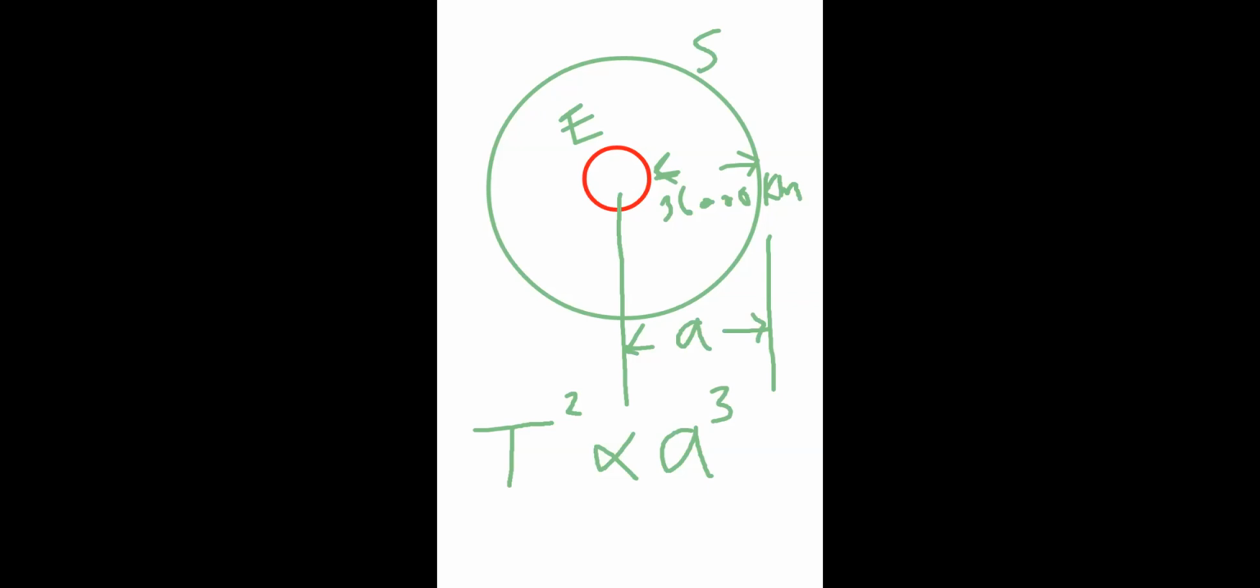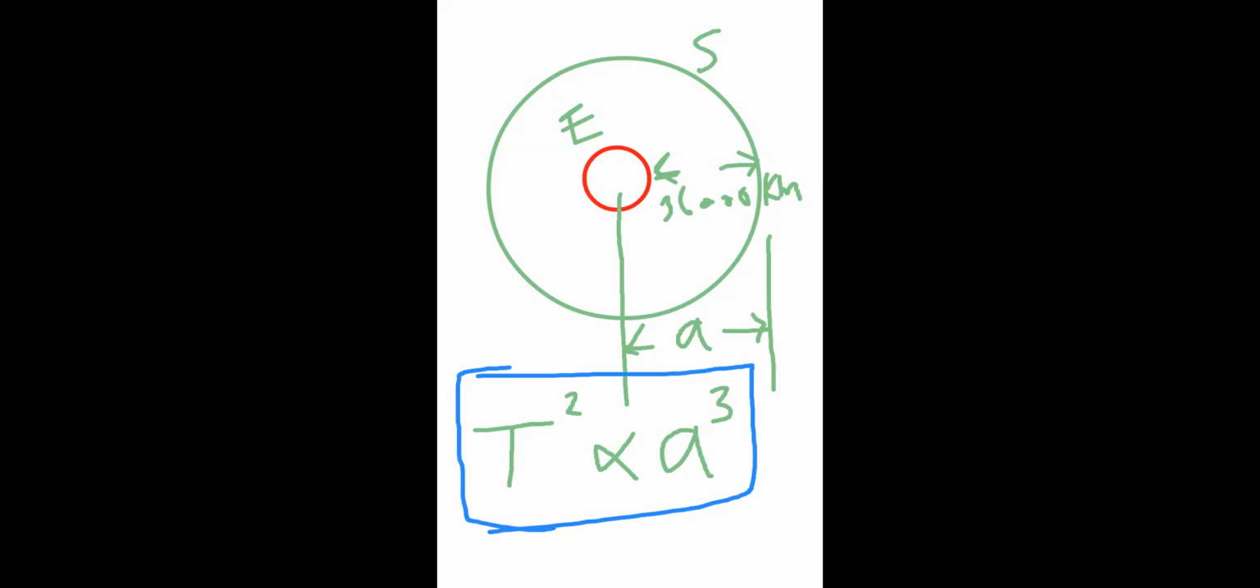When the velocity of the satellite is constant. Otherwise this will not hold, because there is a relation between velocity, time taken, and distance. So when you discuss one thing, you have to keep the other parameter constant. When the velocity of the satellite is constant and you increase the radius of the orbit, it will definitely take more time to complete one rotation. This is a very important equation: T squared is directly proportional to A cubed.